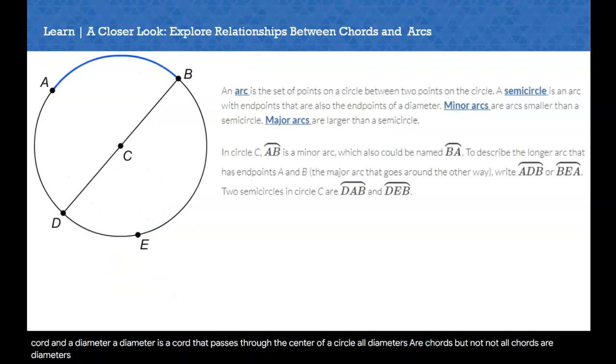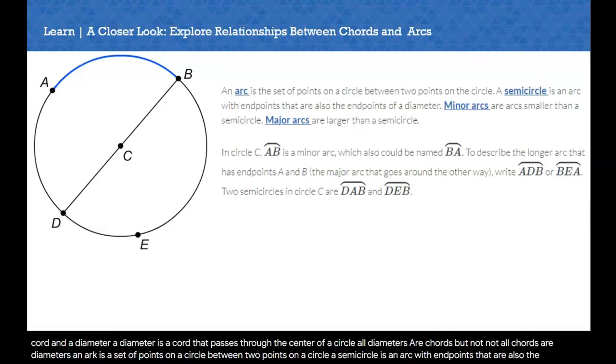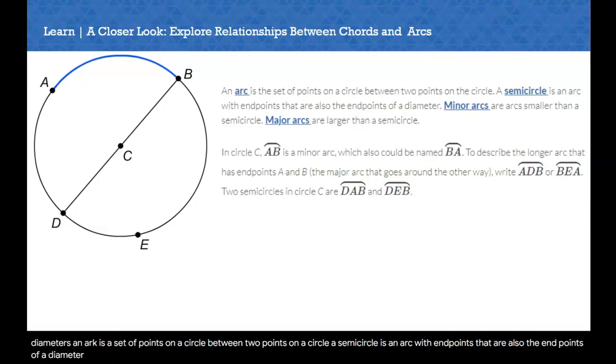An arc is a set of points on a circle between 2 points on a circle. A semicircle is an arc with endpoints that are also the endpoints of a diameter. Minor arcs are arcs smaller than a semicircle, and major arcs are larger than a semicircle.